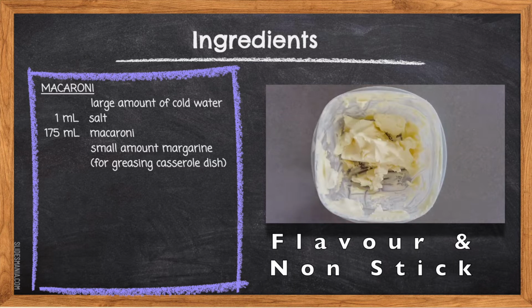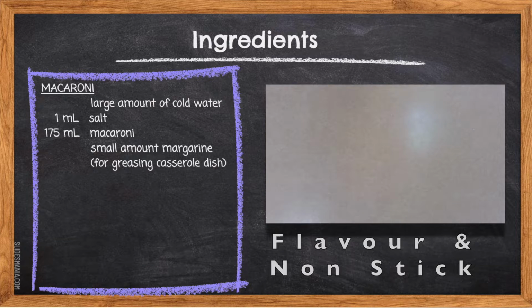Small amount of margarine for greasing the casserole dish. It is important when choosing an oil to grease a pot that you choose a flavor that is similar to the dish. Margarine is being used in the cheese sauce, so that is the fat we are choosing today.